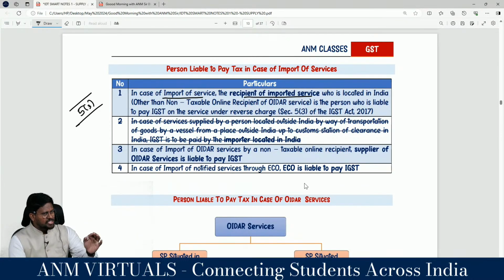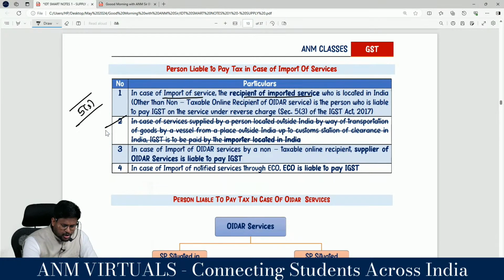Earlier, if the service was provided by way of transportation of goods by vessel from a place outside India till the customs station of clearance in India, it was taxable. That has now been deleted, so the corresponding deletion should be there even in the provision on the person liable to pay GST.